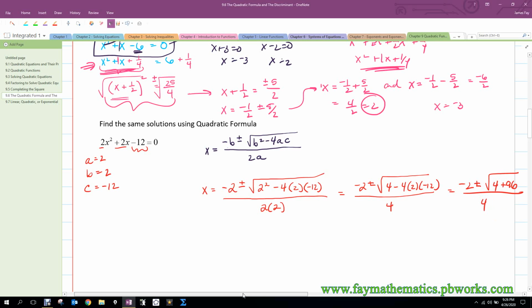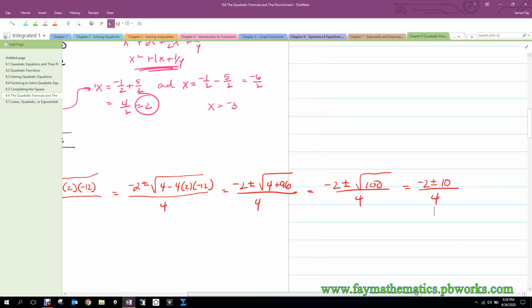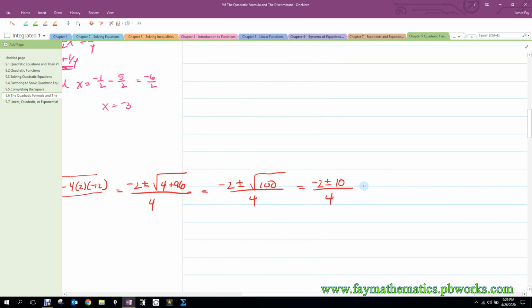Okay. So now we just keep simplifying. Negative 2 plus or minus, so 4 plus 96 is 100, all over 4. And now 100 is a perfect square. So negative 2 plus or minus 10 over 4. And now that takes me to 2 answers.